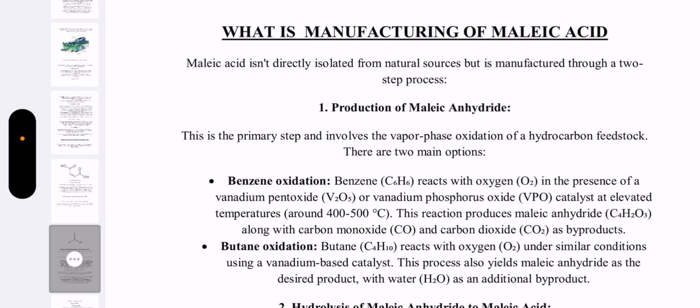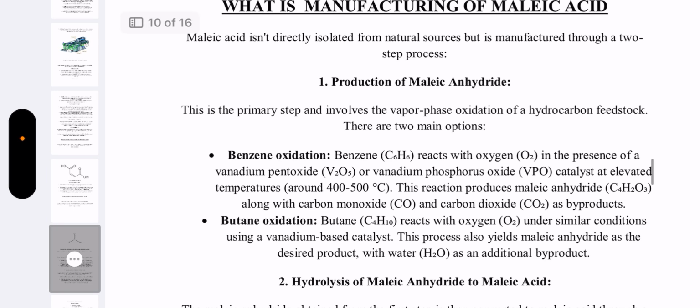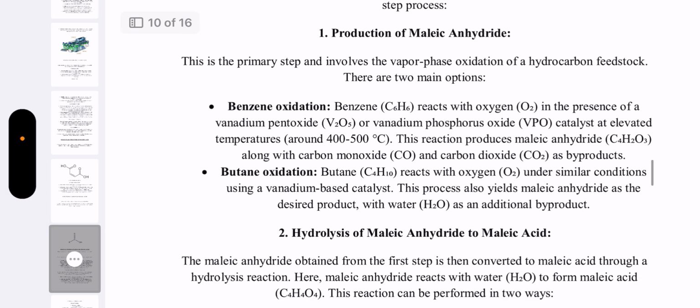Production of maleic anhydride. This is the primary step and involves vapor phase oxidation of hydrocarbon feedstock. The two main options: benzene oxidation, where benzene reacts with oxygen in the presence of vanadium pentoxide V2O5 or vanadium phosphorus oxide VPO catalyst at an elevated temperature around 400 to 500 degrees Celsius. This reaction produces maleic anhydride along with carbon monoxide and carbon dioxide as byproducts. Butane oxidation reacts with oxygen under similar conditions using a vanadium-based catalyst. The process also yields maleic anhydride as a desired product, with water as a byproduct.